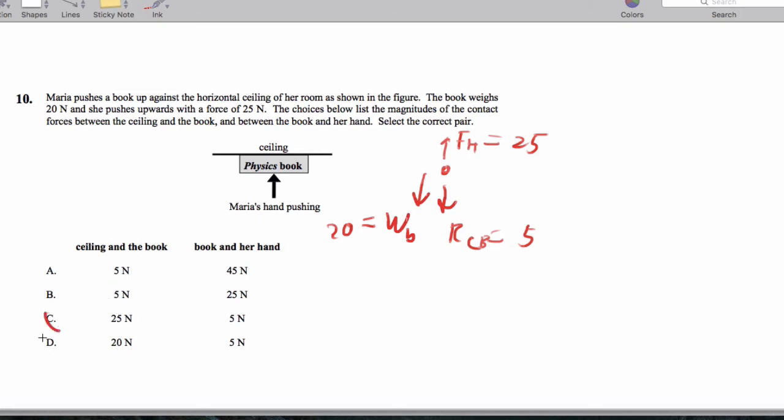So that rules out these two. And then here, we know the book in her hand, well, that's not going to work. So it's right here. Book in her hand is 25. This is the force on the hand from the book, 25. Ceiling book, 5.